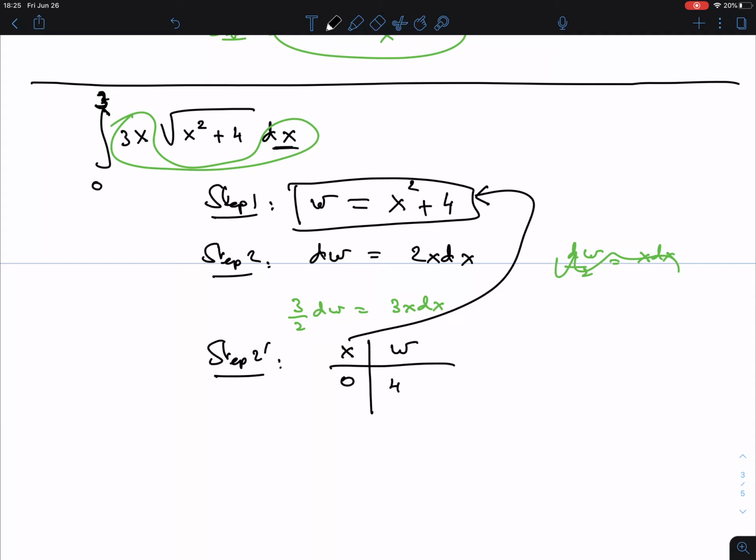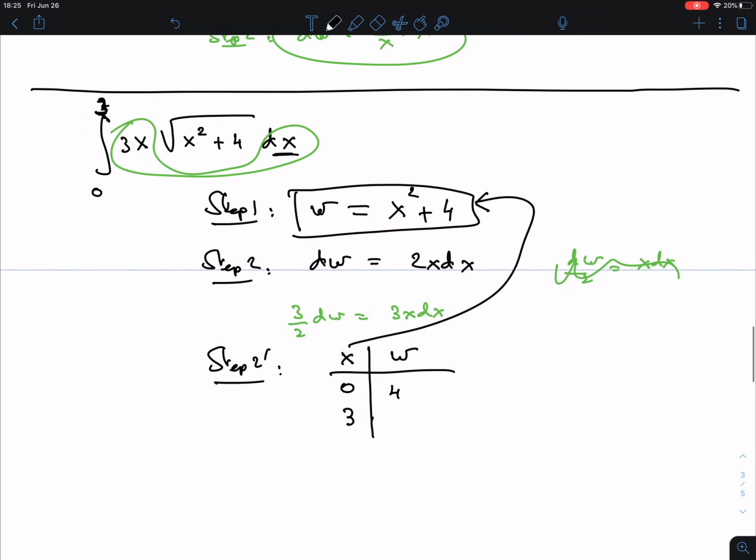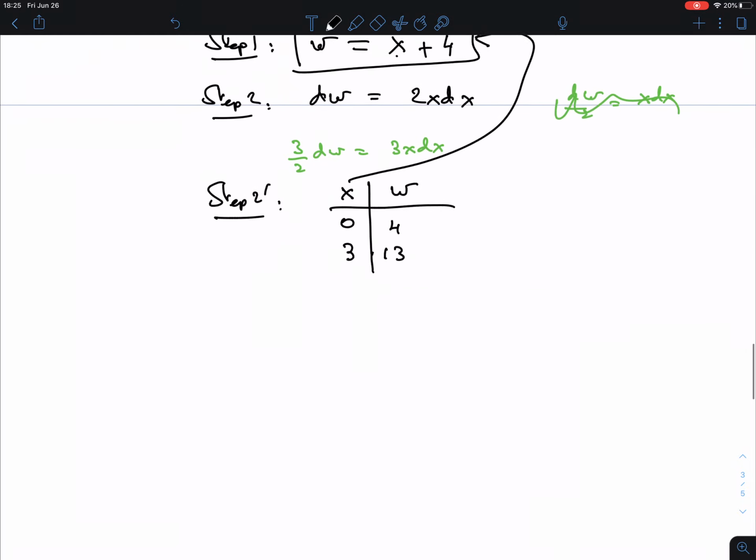I changed my integral slightly, but you see nothing really changes. Now, the endpoint x is 3. What is w then? Well, w is then 9, no, I don't know why I did that. I shouldn't have changed that. Okay, I was thinking about something else. What is the new value now? Well, you plug it in here: 3 squared plus 4. That's 13, right? Okie dokie. So that's the new endpoint.